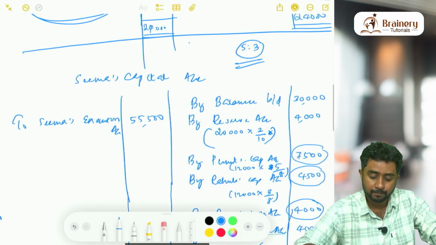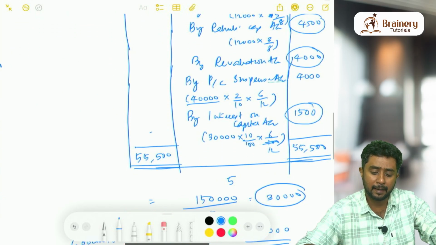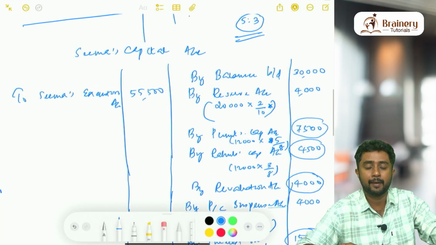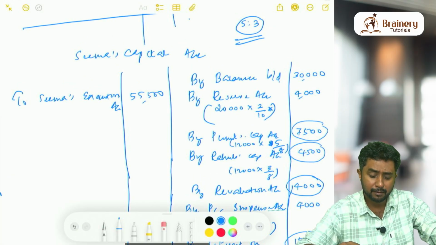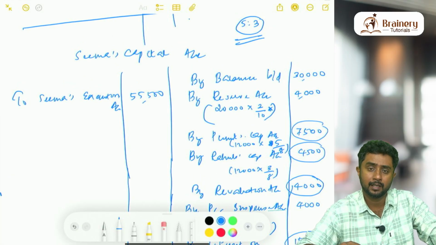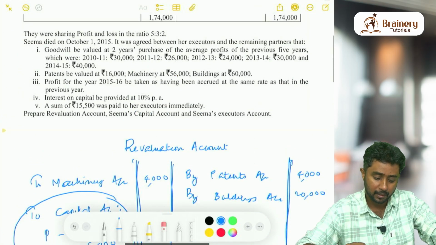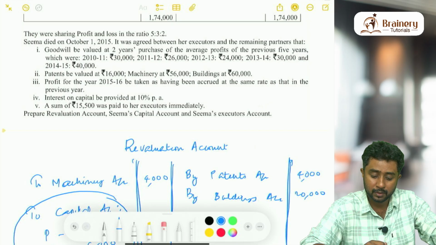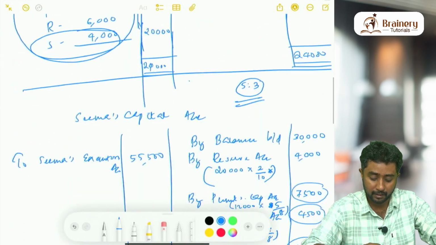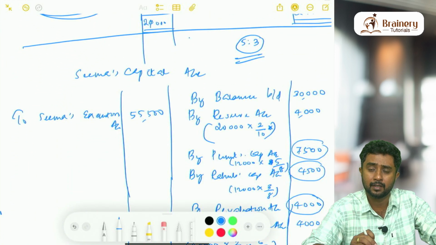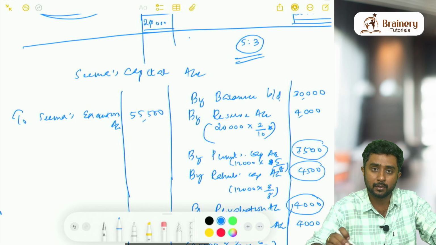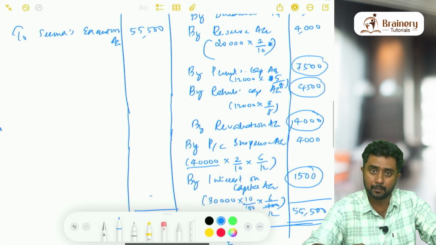So finally, we are winding up the capital by balancing it. The balance of the capital account will be recorded as CMA's executor, because CMA is the one who passed away. So we have to transfer all the amount to CMA's executor's account. Again, the statement says a sum of rupees 15,500 was paid to her executors immediately. When these kinds of statements come, don't get confused. We don't have to record the payment entry in the partner's capital account. We have to record the entry in the executor's account, because executors are the ones who are getting paid. So we are transferring the entire amount to the executor's account.